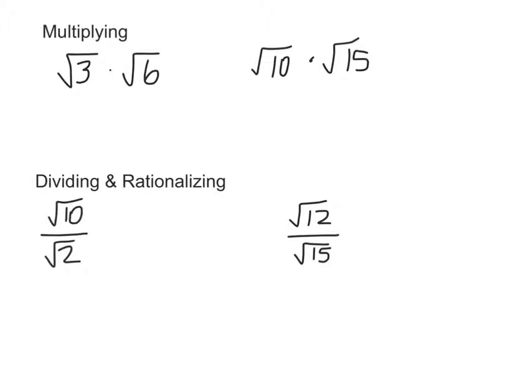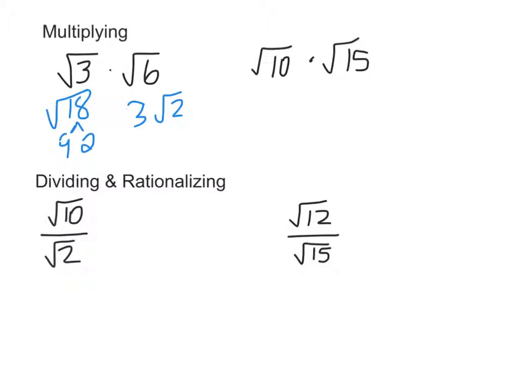Okay, now when we multiply them, we can actually combine them and smush them together into one radical and have it be the square root of 18. Now this allows us to see that we have 9 and 2, so we would have the square root of 9, which is 3, and then the square root of 2 is still there.